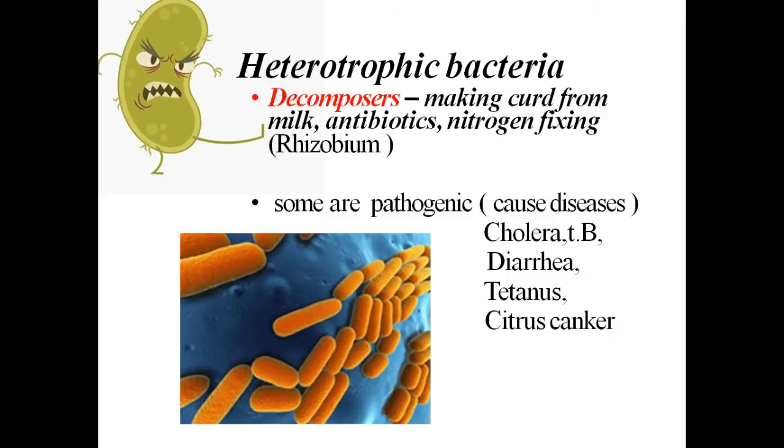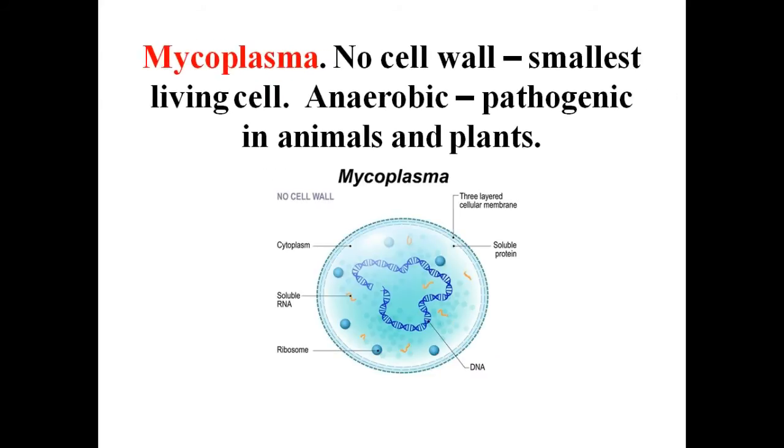And the first ones are cholera, TB, diarrhea, tetanus, citrus canker. These all are the pathogenic heterotrophic bacteria.